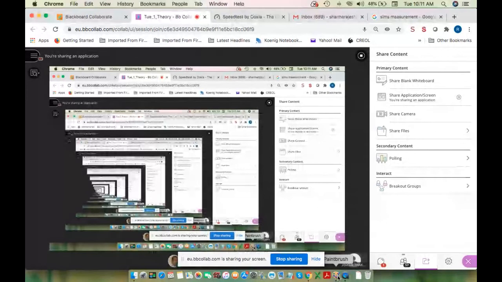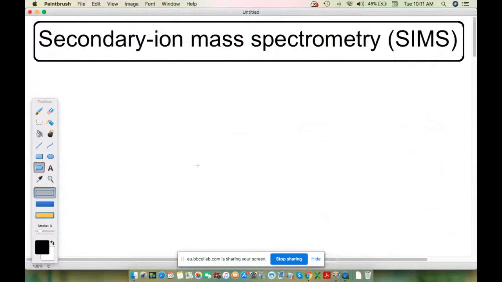Okay, so we would like to proceed further. I'm going to share my screen with you. So let's have a look at what we are trying to do today. We have studied the FTIR spectra, how it works, and after that, we would like to start with the new topic, which is SIMS measurements.